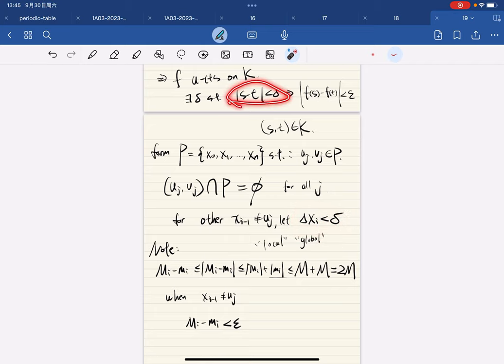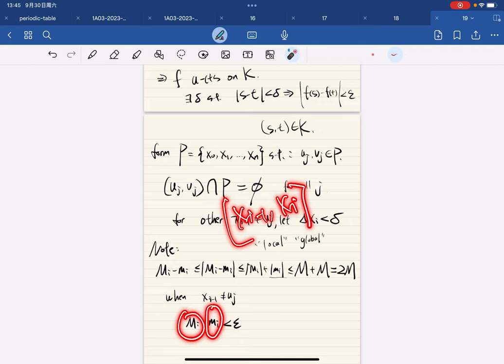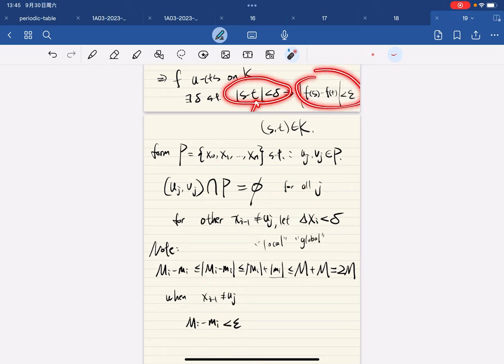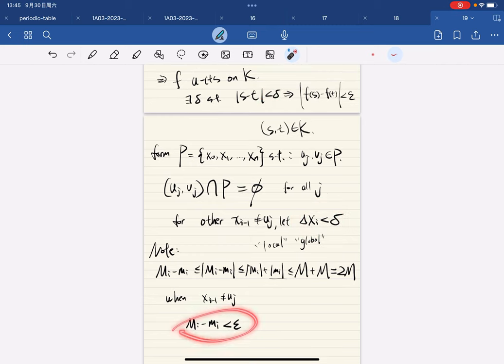F is uniformly continuous on a compact set, so the image is closed and bounded, which means that f attains its maximum and minimum in the interval [x_{i-1}, x_i]. If it attains a maximum and minimum there, their inputs are still delta close to each other. This interval length is less than delta, so M_i minus m_i is less than epsilon.